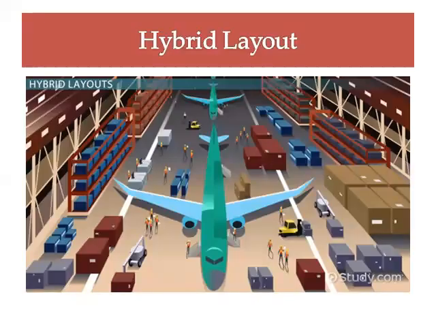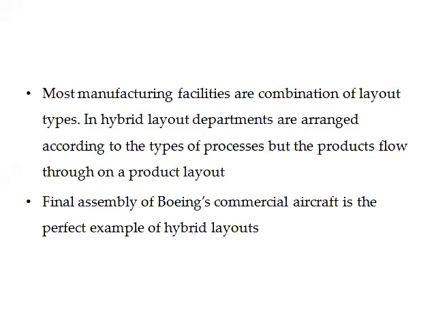Next, we will discuss the hybrid layout. As the name suggests, hybrid layout means a mix of two or more kinds of layout. Actually, most manufacturing facilities are a combination of layout types. In hybrid layout, departments are arranged according to the type of process, where the product flows through on a product layout. The best example is the final assembly of Boeing commercial aircraft.